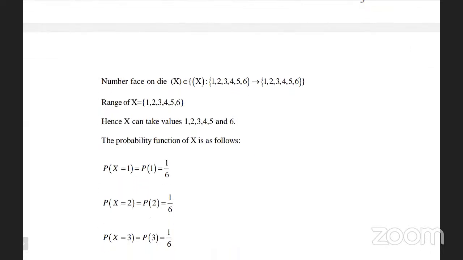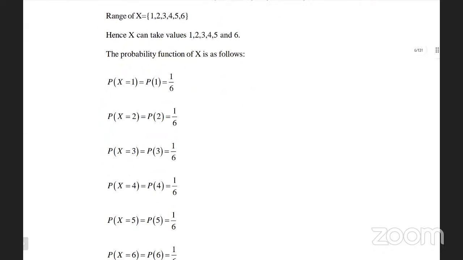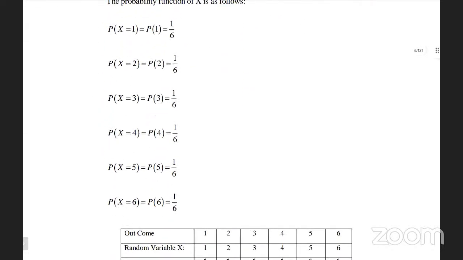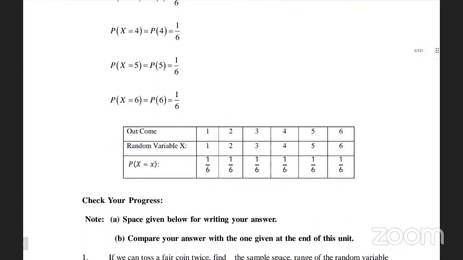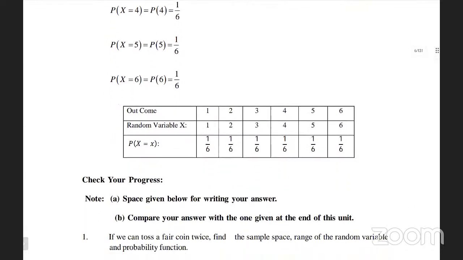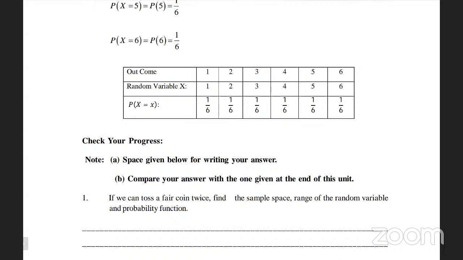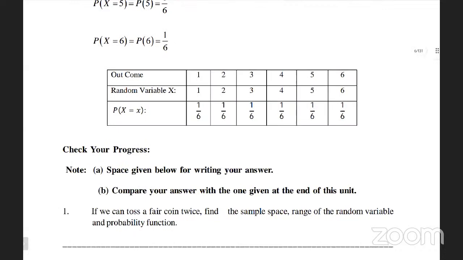What is P of capital X equal to 1? P of 1 equals the probability of getting number 1. Out of 6, you are selecting only 1, so 1 by 6. Probability of X equal to 2 means I want the number 2 face. For P of 2, how many faces do we have on a die with number 2? Only 1, so 1 by 6. P of 3, only 1 number, 1 by 6. P of 4, only 1, 1 by 6. P of 5, only 1, 1 by 6. P of 6, only 1, 1 by 6. There is only one face of each on the die.